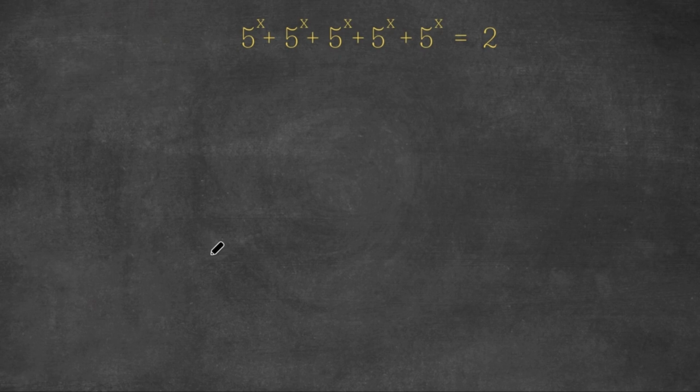In today's video, I'm going to be teaching you guys how to solve this exponential equation. So we have 5 to the power of x plus 5 to the power of x plus 5 to the power of x plus 5 to the power of x plus 5 to the power of x is equal to 2.